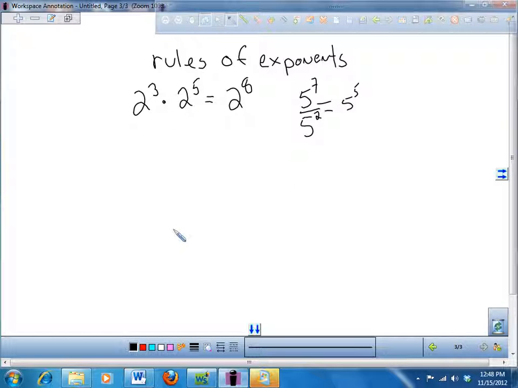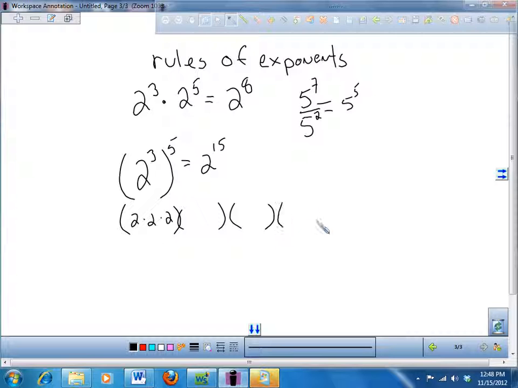But if you have a power to a power, like 2 to the 3rd to the 5th, that's equal to 2 to the 15th. And that's because what this really is, is 2 times 2 times 2, 5 times, yes? And so altogether you'd have 15 2's being multiplied by themselves, okay?